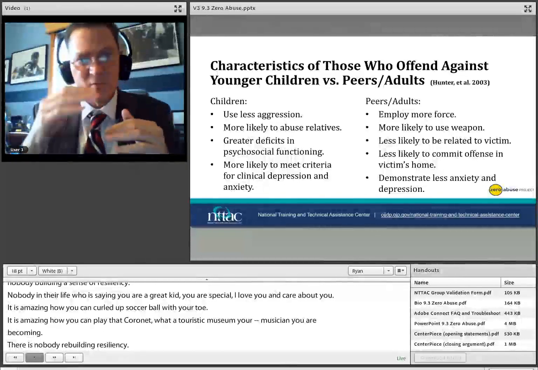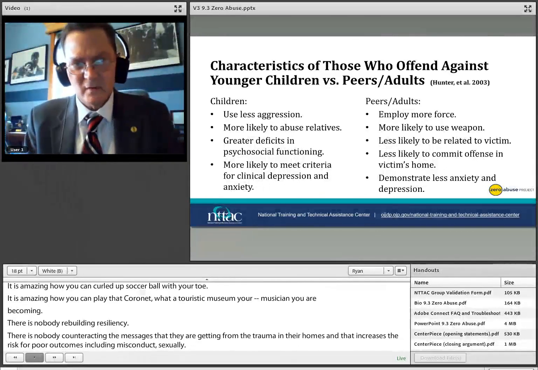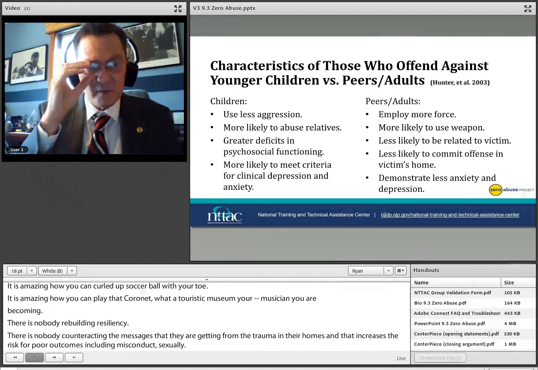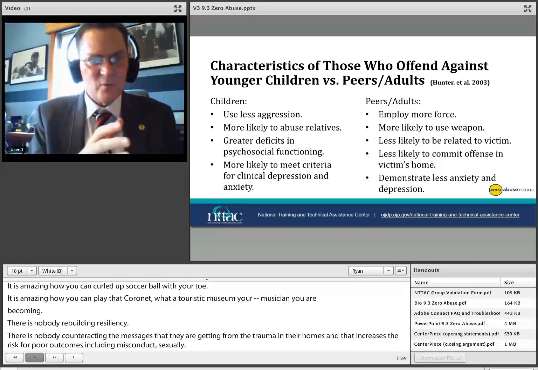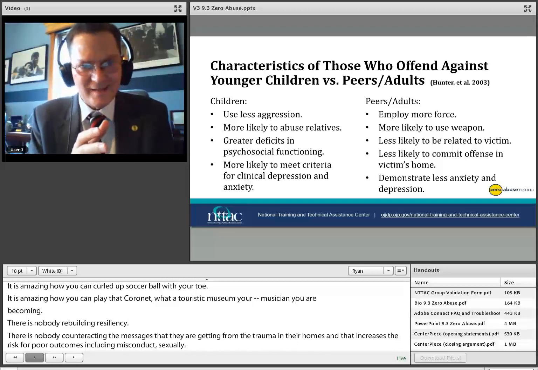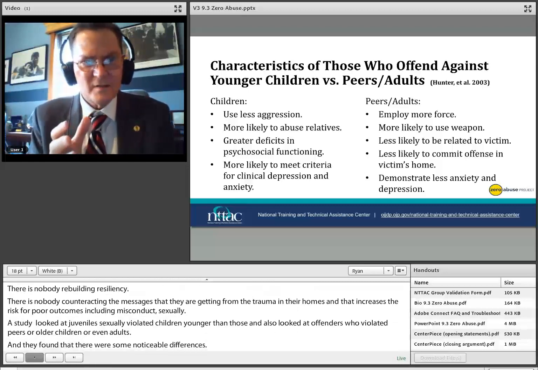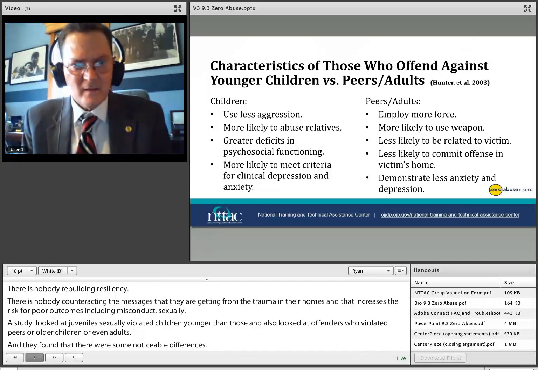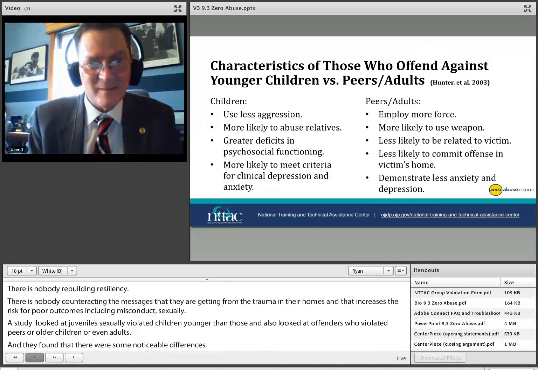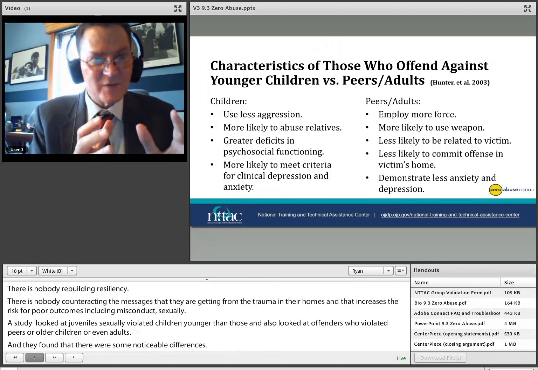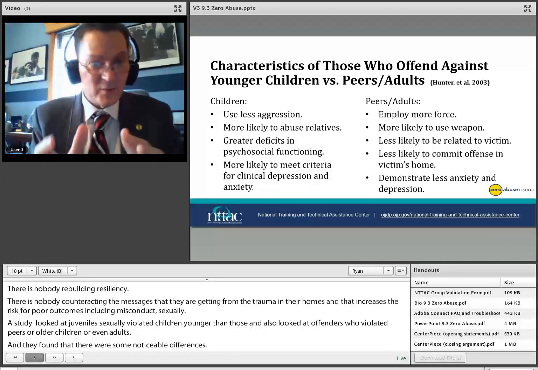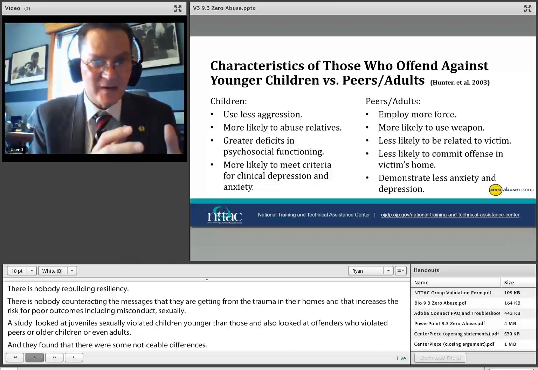The study looked at juveniles who sexually violated children younger than themselves, and also looked at offenders who violated peers or older children or even adults. And they found that there were some noticeable differences. Those children who were sexually assaulting younger kids very rarely used aggression. They were more likely to be touching sexually somebody in their home or somebody they were related to. They often had deficits in psychosocial functioning and were more likely to meet the criteria for depression or anxiety.